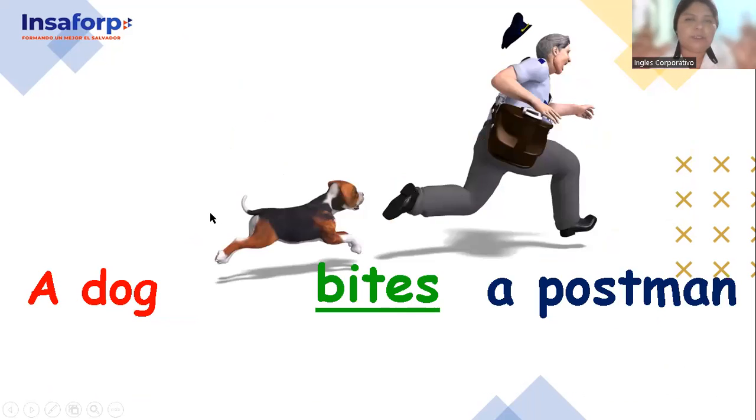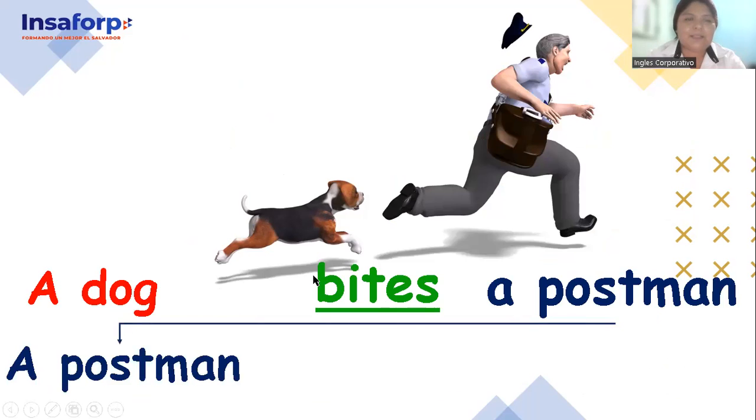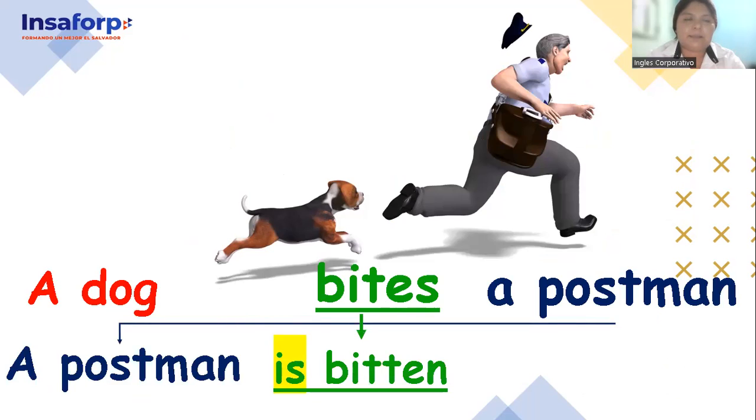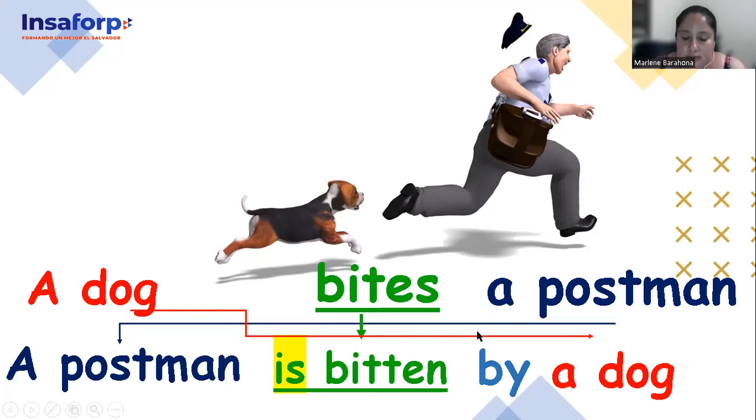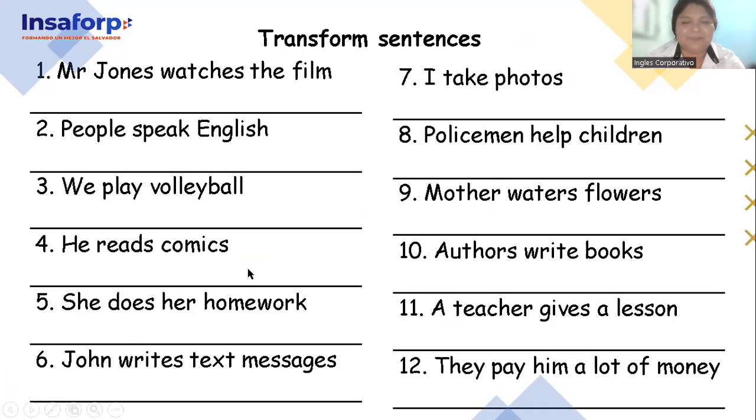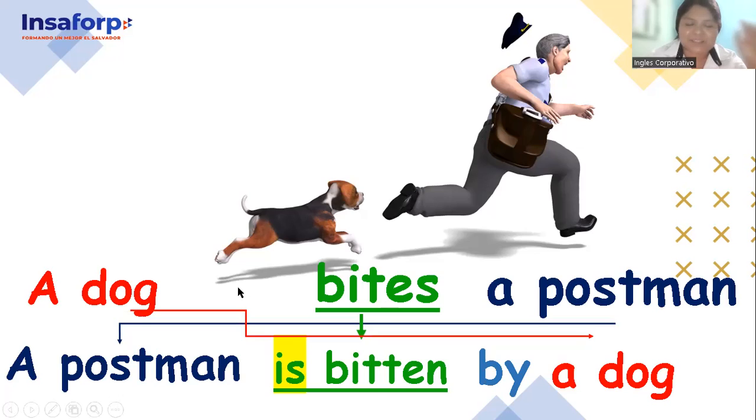Okay, so now can you convert that sentence? A dog bites a postman. A postman is bitten by a dog. Okay. So do you have this structure clear? Is it clear? Do you have any question about the present passive form? No? Okay, so let's have a look.